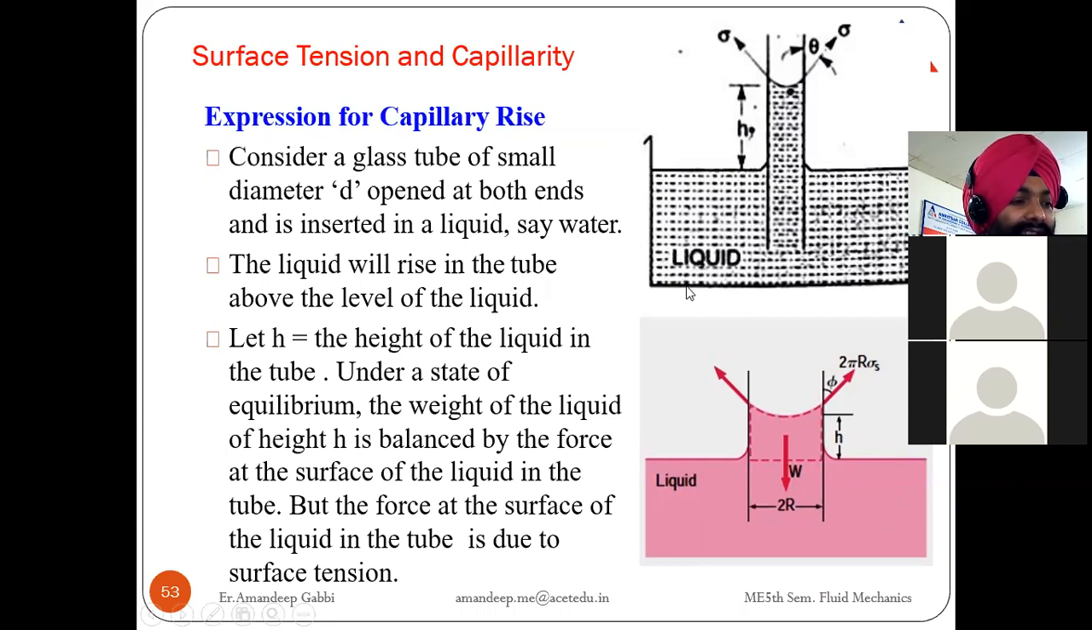But the force at the surface of the liquid in the tube is due to surface tension. Now this is pushing it downwards, and there is a rise in the liquid, and there is a weight. Because of this weight, it is also being pushed downwards. Because of surface tension, it is pulled outwards, and because of weight, it is pushing downwards. These two forces should be equal.